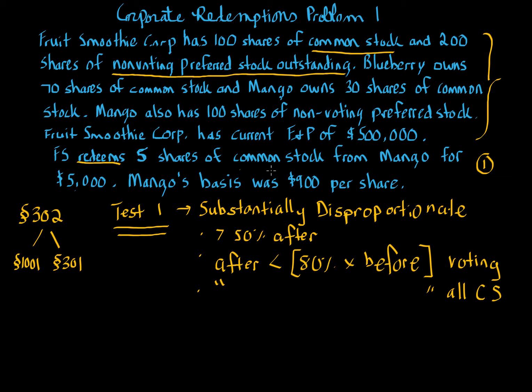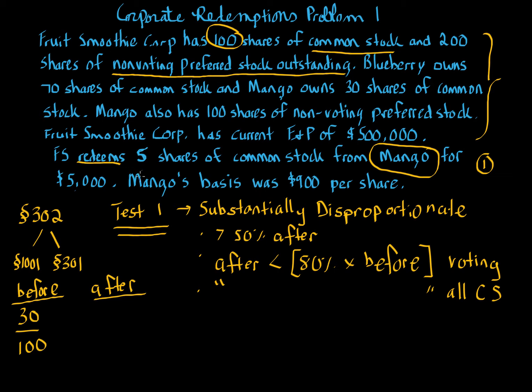So we're looking at Mango. We're focusing on Mango in this variation. You're going to see problems also focus on Blueberry at times. So we have a 5-share redemption. Mango owns 30 shares and the corporation has a total of 100 shares. So Mango owns 30 over 100 before. That's the before percentage. The way we do this is we always look at before versus after. After, Mango owns 30 minus 5, which is 25, since 5 shares are redeemed. And what does the corporation have outstanding? The corporation bought back 5 shares, so now there's 100 minus 5, 95.